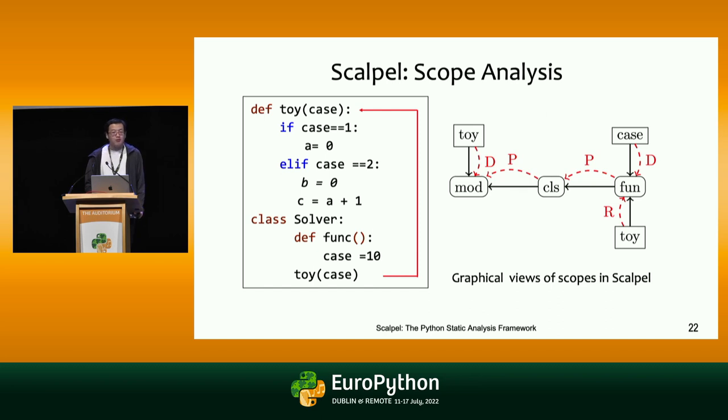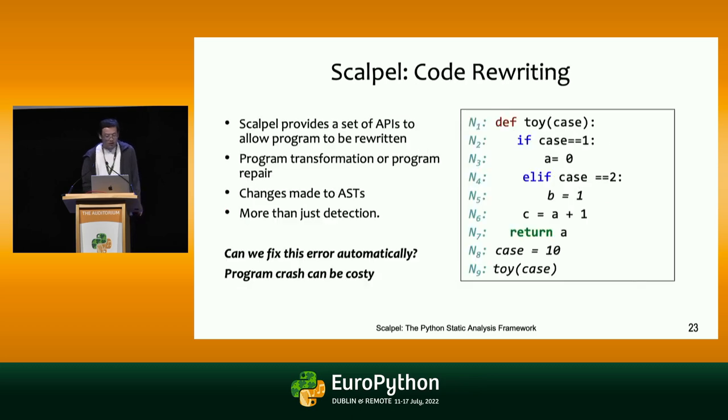So finally, we can map the location of a name itself to its definition. And lastly, we not only want to detect where the problems are, we want problem repair, right? We don't want to always fix bugs by ourselves. So automation will always be the best way.